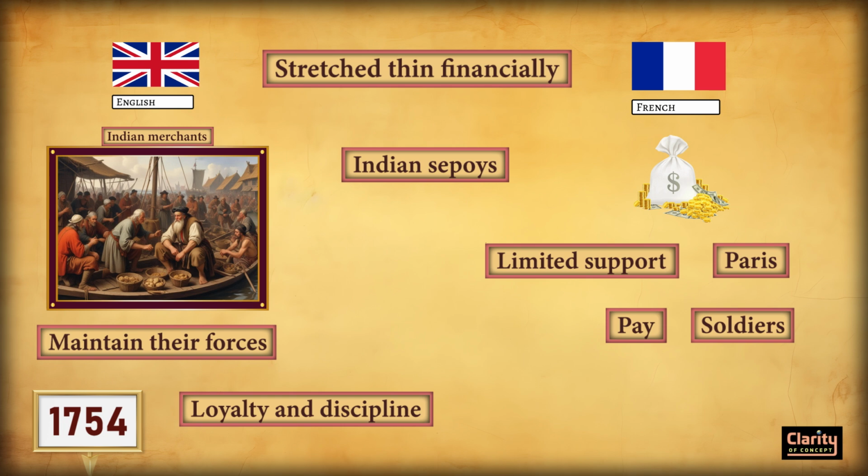The French, led by Dupleix, had initially gained some ground, but maintaining their forces became difficult without enough support from Paris. The French government, already stretched thin due to its commitments in Europe, grew frustrated with the costly battles in India. As a result, the French decided it was time to pause the fighting.